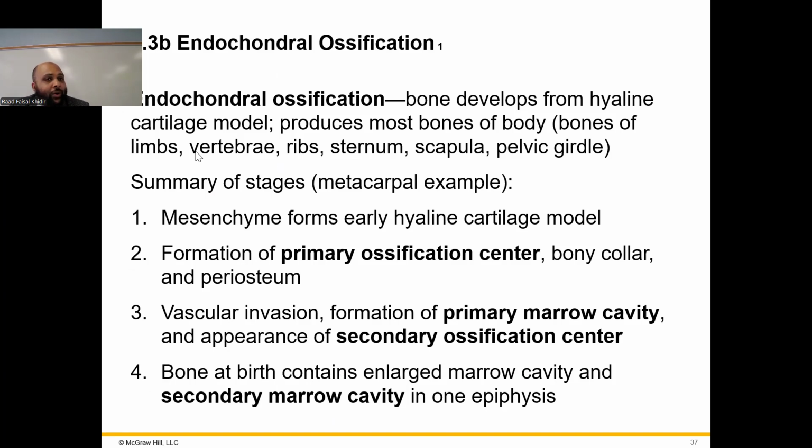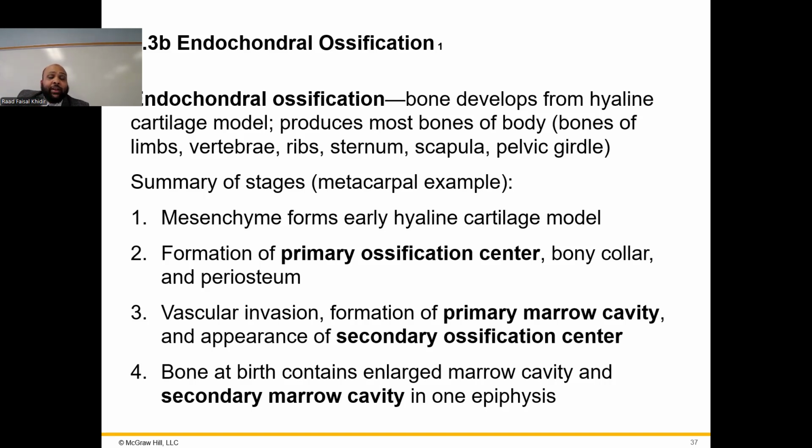Now, this is not the only way that we make osteogenesis. Intramembranous ossification is one way. The second way is the endochondral ossification. In endochondral ossification, the bone develops from a hyaline cartilage model. It produces most bones of the body. These are bones of the limbs, the vertebrae, the ribs, the sternum, the scapula, and the pelvic girdle. This is bone that developed from hyaline cartilage.